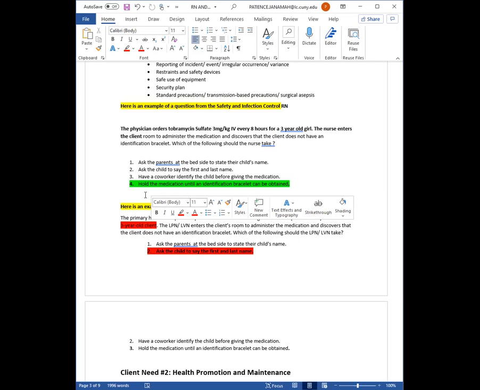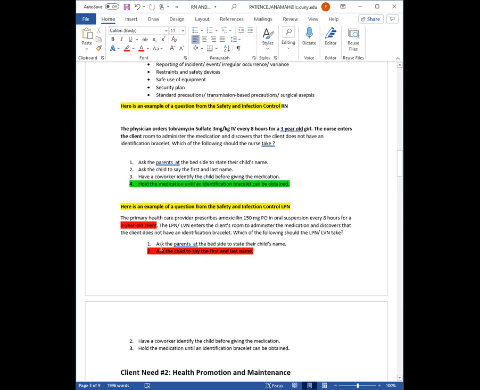So I'm going to tell you the answer is to ask the parent at the bedside to tell you the child's name. So the child doesn't have a bracelet, but you have the medication that is due and the child has to get it. You have the parent by the bedside. You have the medication right on the paper. So I'm going to ask, Mommy, can you tell me your child's full name and your child's date of birth?